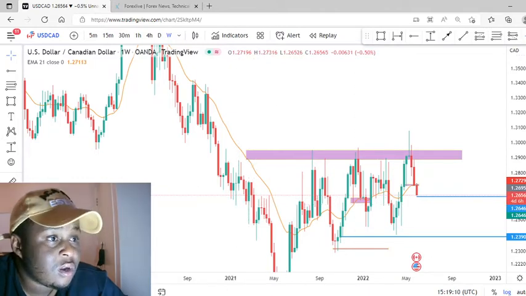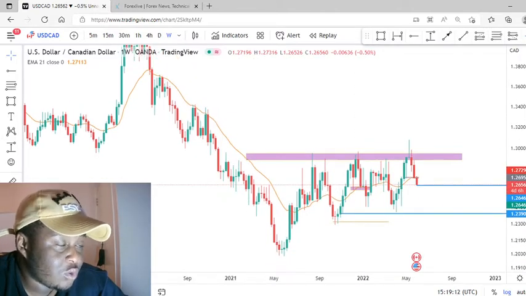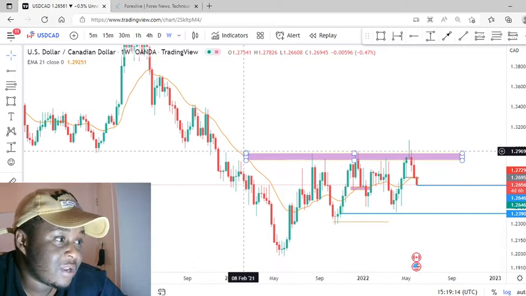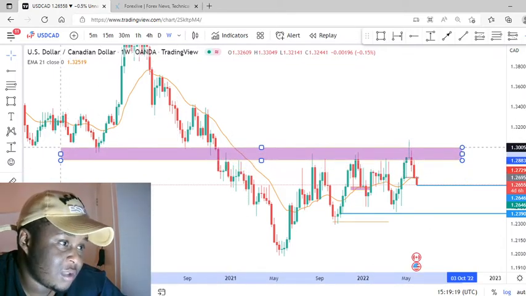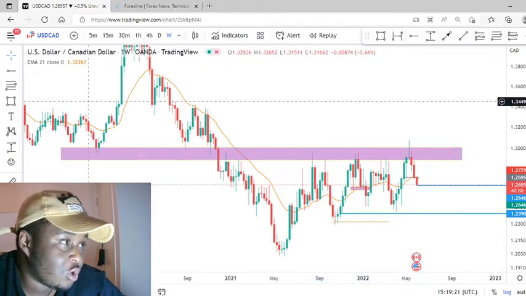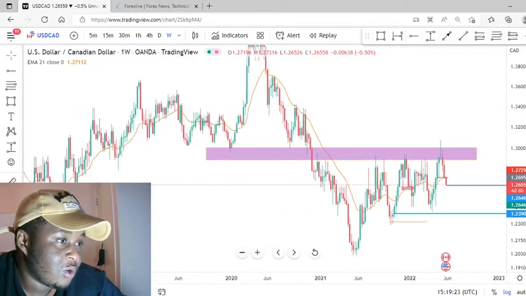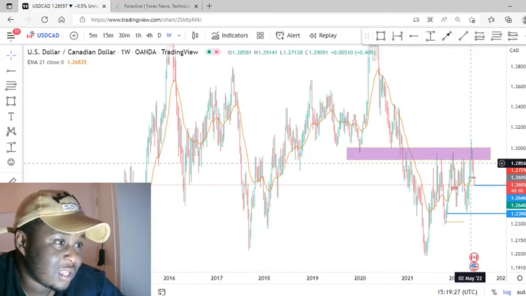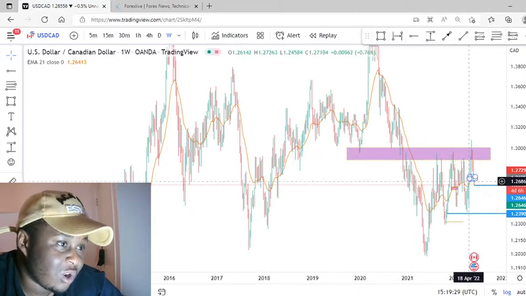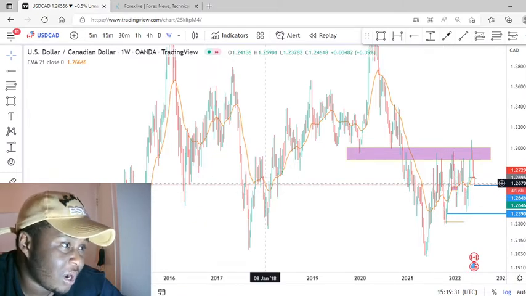It's crazy, right? So it failed to break this level, and this level is also the neckline of a double top. You understand me? It's also a neckline of the double top in the larger time frame, right? So I'm like, okay, it's a weak rejection at this point at the larger time frame, and overall it's a downtrend because it's not forming new higher highs.